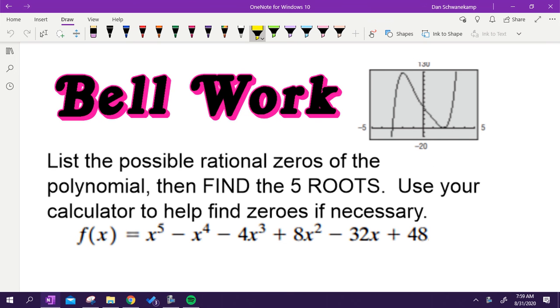All right, in bell work today, we are listing the possible rational zeros of the polynomial and then finding the 5 roots. We know there's going to be 5 roots because it's x to the fifth. Use your calculator if necessary. This would be a good skill to have on your test or your quiz coming up this week.